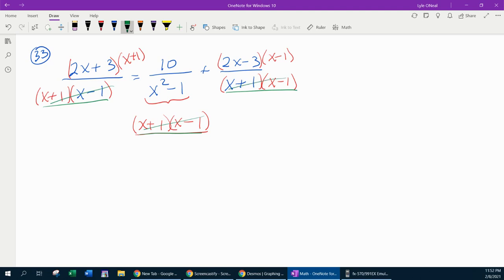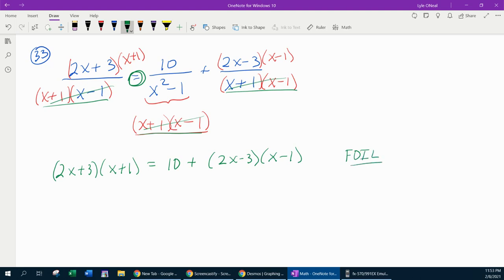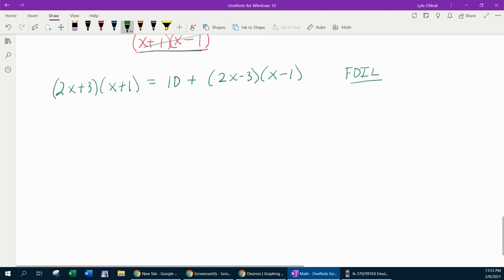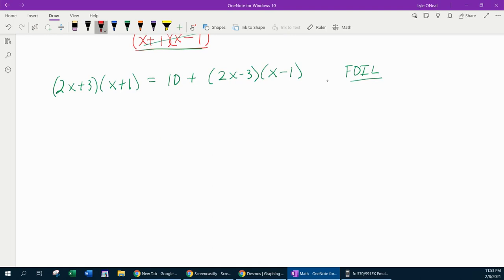So what are we going to have? We're going to have 2x plus 3 times x plus 1 equals 10 plus 2x minus 3 times x minus 1. And oh, are you feeling it? It's time to do the four-letter F word. Oh yeah, it's time to FOIL it. I've got a binomial times a binomial. Let's FOIL it.